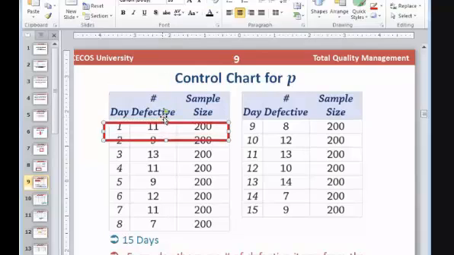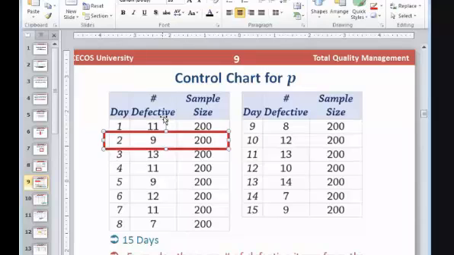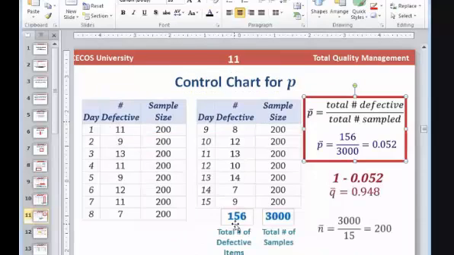Again on the second day we have taken 200 samples. The total defectives are 156, divided by the total number of samples. So 200 is common in all the sample sizes from day 1 to day 15. So we add these 200 for 15 days, and the number is 3000. We divide 156 by 3000, and the number is 0.052.